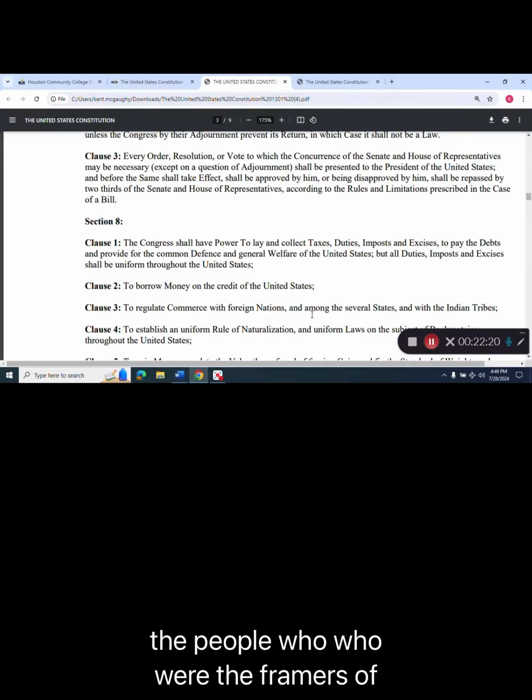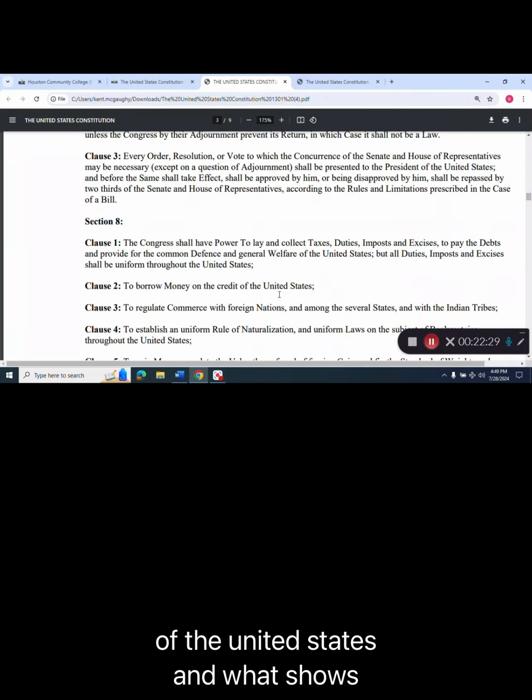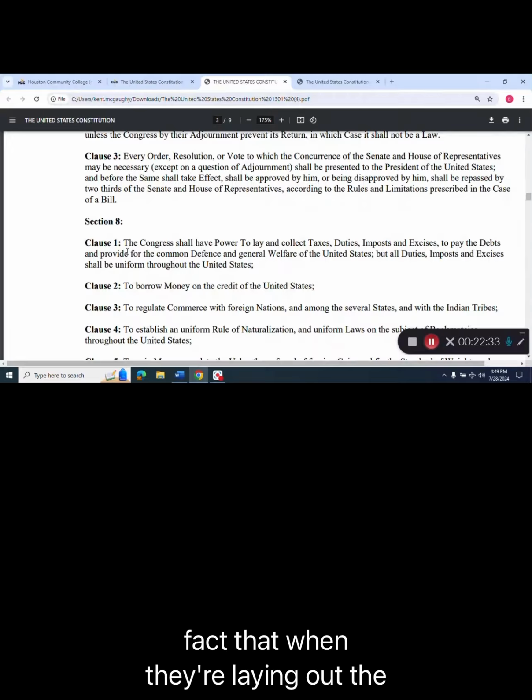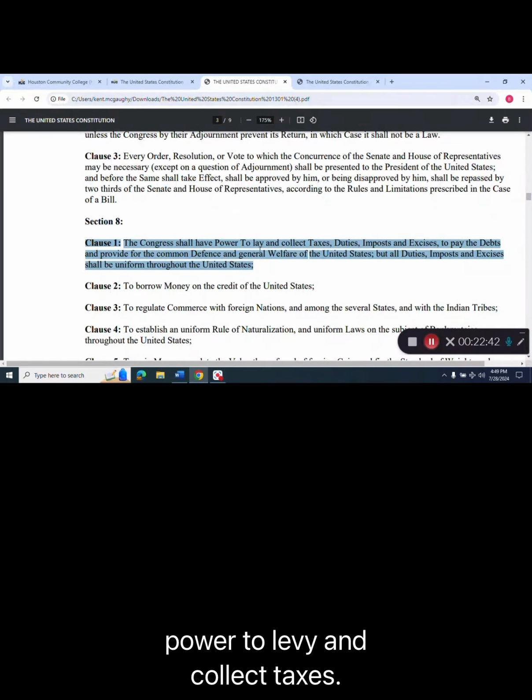The people who were the framers of the Articles were, for the most part, the same people who wrote the Constitution of the United States. And what shows they knew that is by virtue of the fact that when they're laying out the powers of Congress, the very first power that they give Congress is the power to levy and collect taxes.